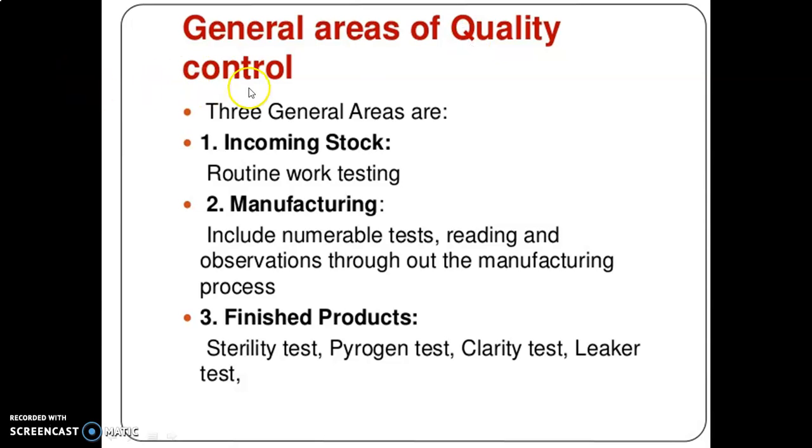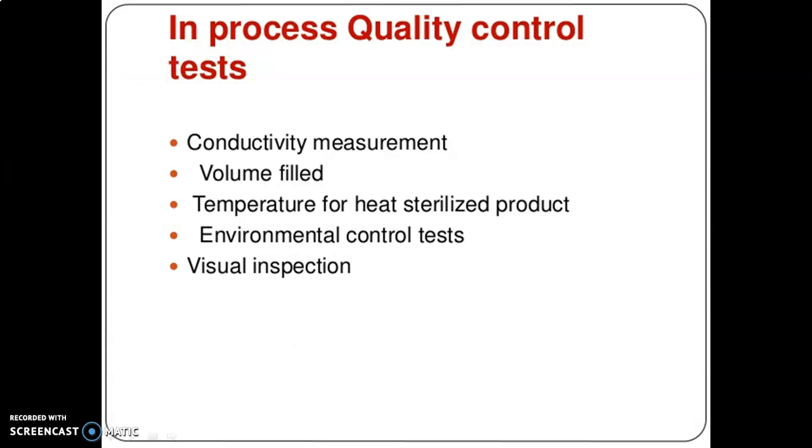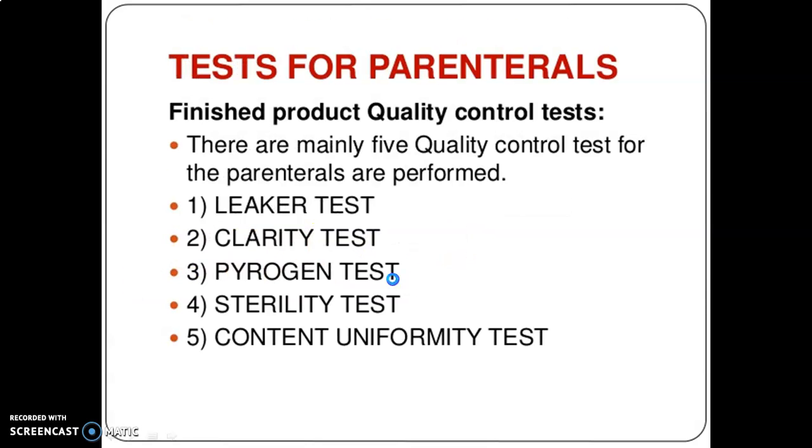General areas of quality control: there are three general areas. Incoming stock, that is routine work testing; then manufacturing, which includes the enumerable tests, readings and observations throughout the manufacturing process; and third, the finished product: sterility test, pyrogen test, clarity test, leak test, etc. In process quality control tests are called IPQC tests: conductivity measurement, volume fill, temperature for heat sterilization product, environmental control test and visual inspection.